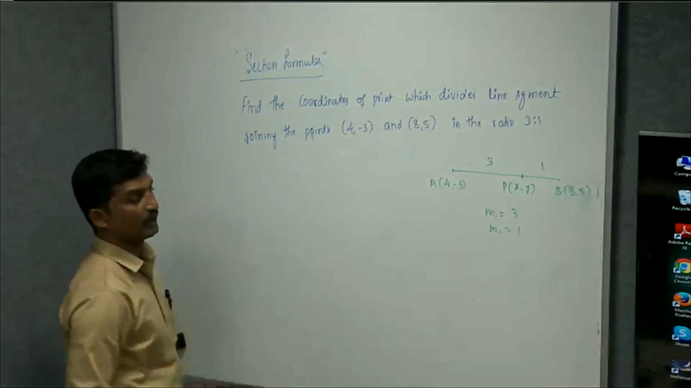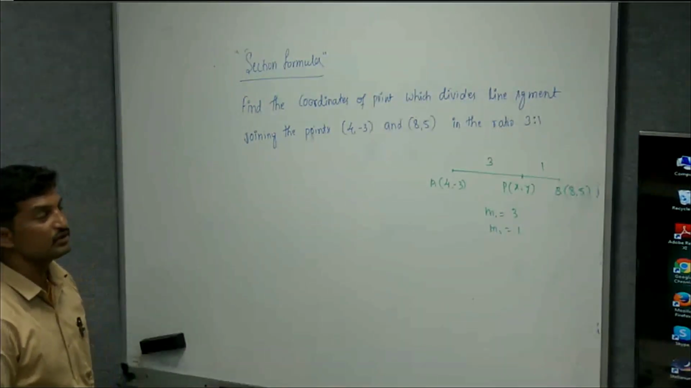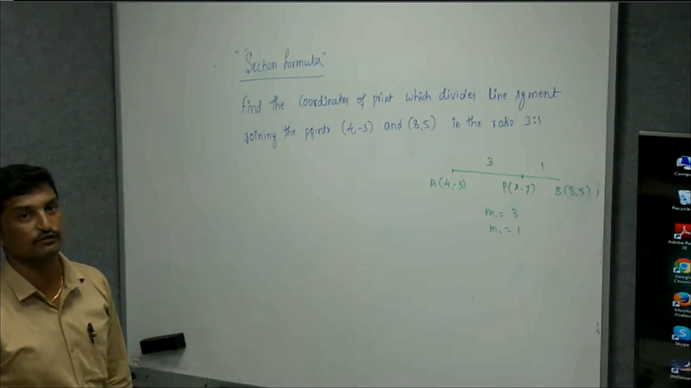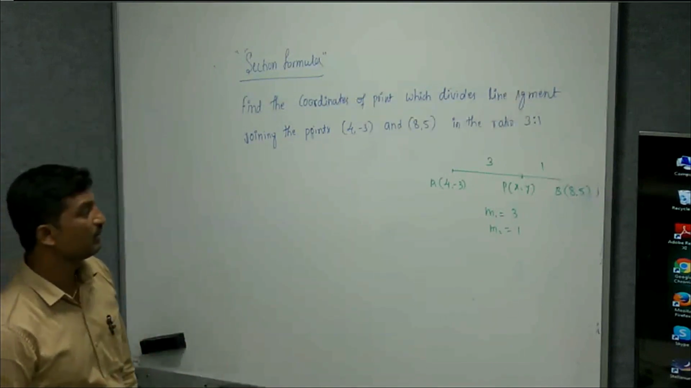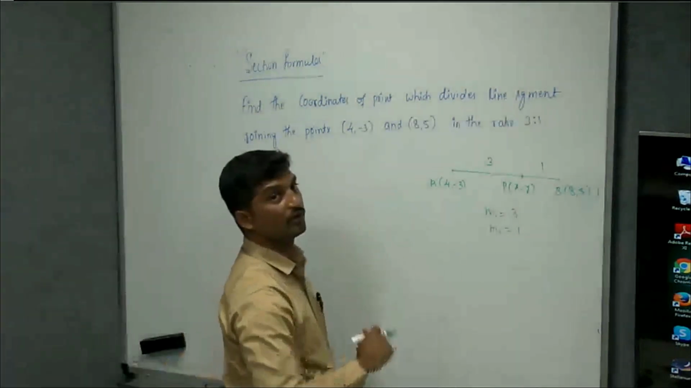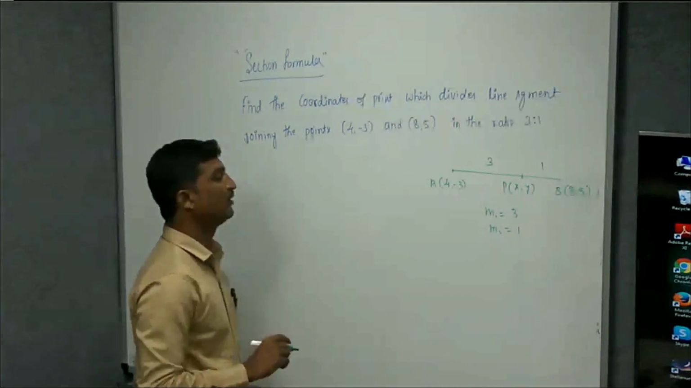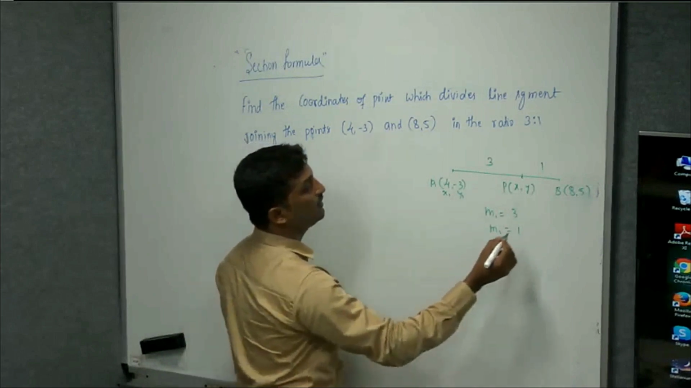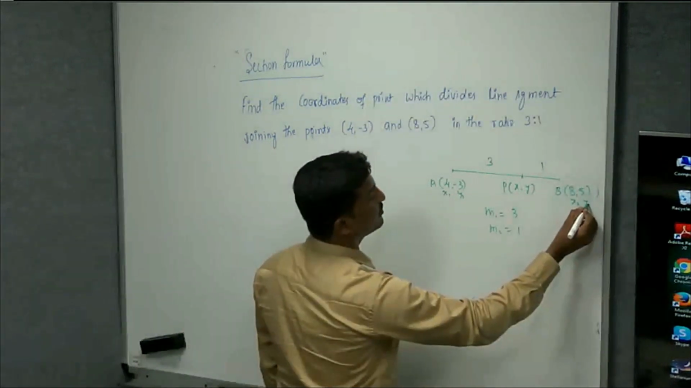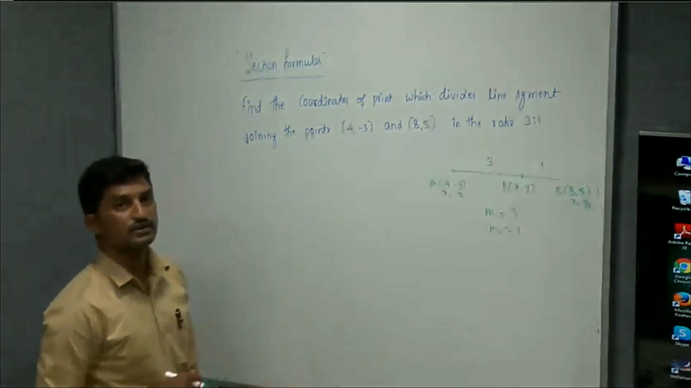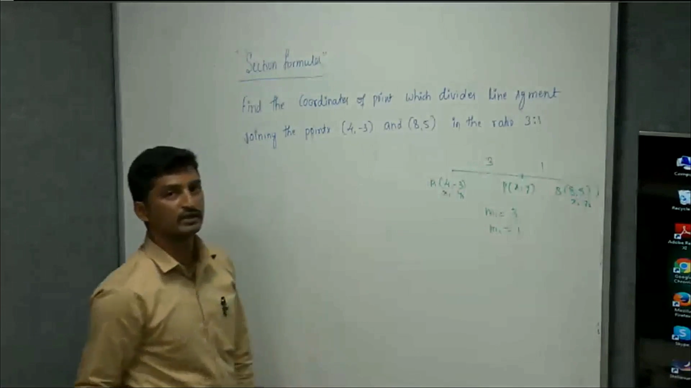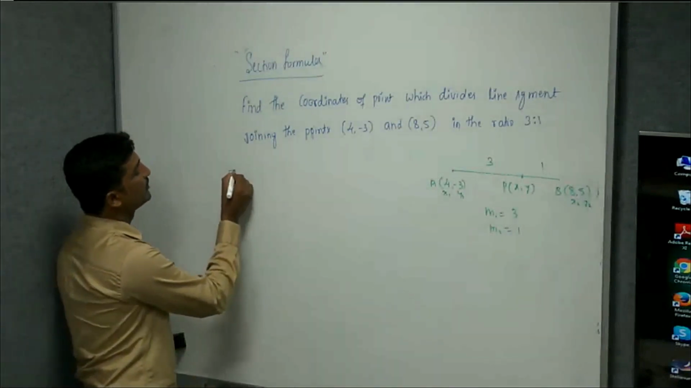So how to calculate this? You need to use the section formula. Keep that in your mind: P is not a midpoint. Take this one as x1, y1 and this as x2, y2. Now use the section formula. You can calculate the value of x and y because you know the values of m1, m2, everything. Okay, so now we will solve that one.